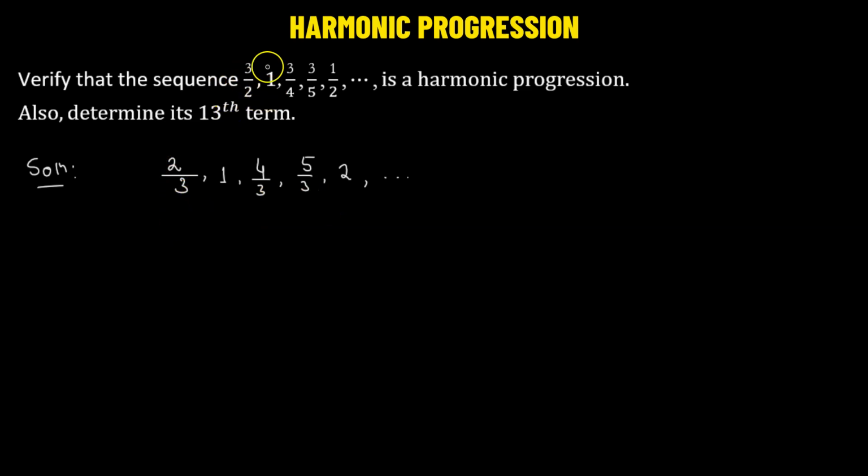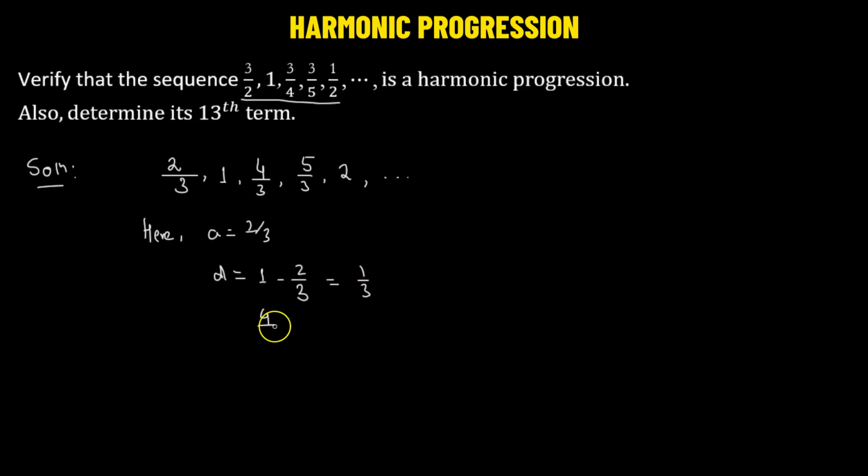What we're trying to do: if we can show that the reciprocal of each term of the given sequence is an arithmetic progression, then definitely this given sequence will be in harmonic progression. So here, let's consider our first term, that's 2 over 3. And then we have to find out the common difference. The common difference would be, we'll take the second term and from it subtract the first term. So we have 1 minus 2/3, which is going to give us 1/3.